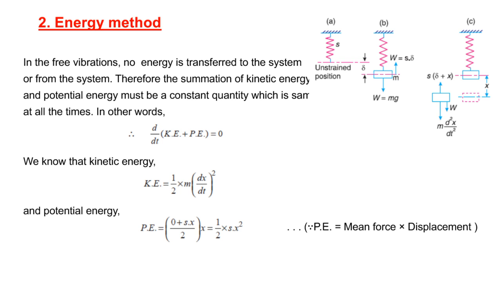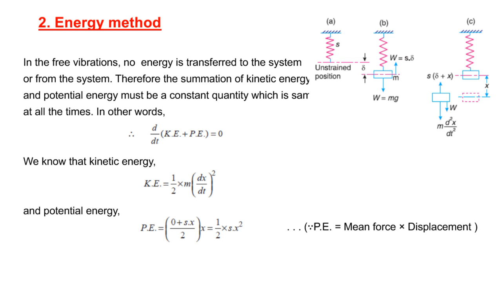Therefore if we take the derivative of the kinetic energy plus potential energy with respect to time t, it is equal to 0, because the derivative of a constant value is 0. Therefore we have got this equation: d by dt of (kinetic energy plus potential energy) is equal to 0. Now we will put the values of kinetic energy and potential energy in that equation.